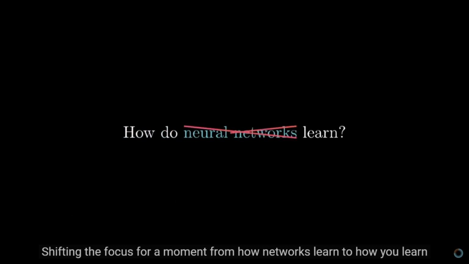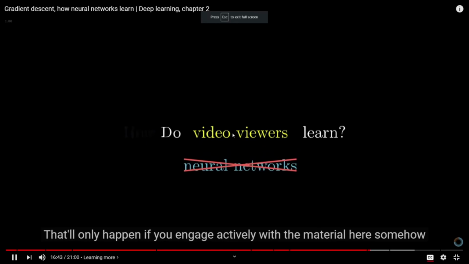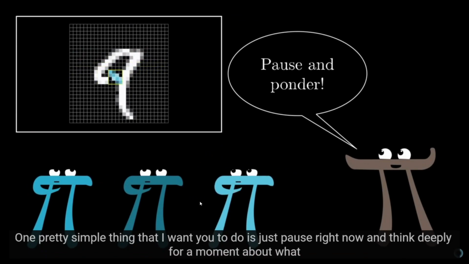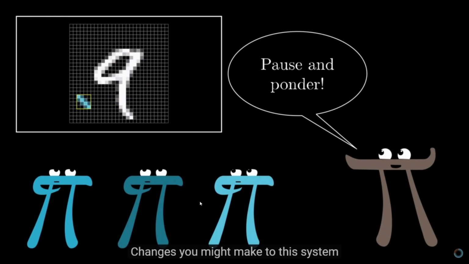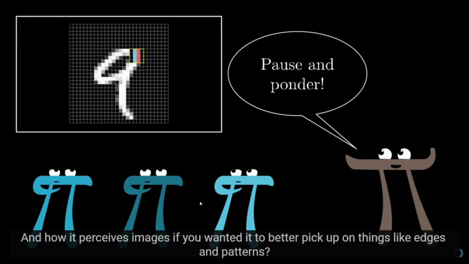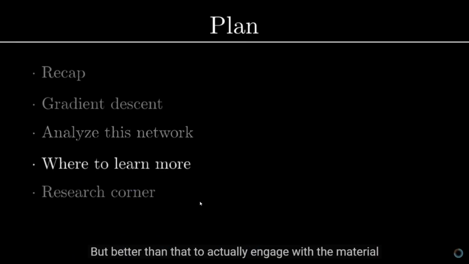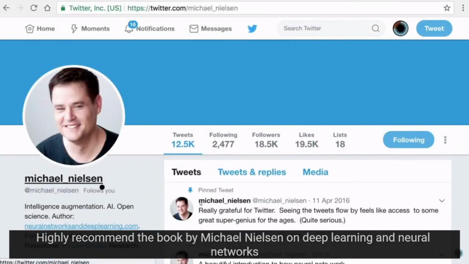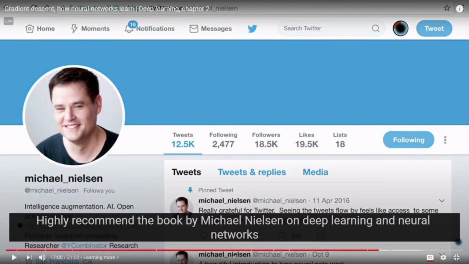Shifting the focus for a moment from how networks learn to how you learn, that'll only happen if you engage actively with the material here somehow. One pretty simple thing that I want you to do is just pause right now and think deeply for a moment about what changes you might make to this system and how it perceives images if you wanted it to better pick up on things like edges and patterns. But better than that, to actually engage with the material, I highly recommend the book by Michael Nielsen on deep learning.